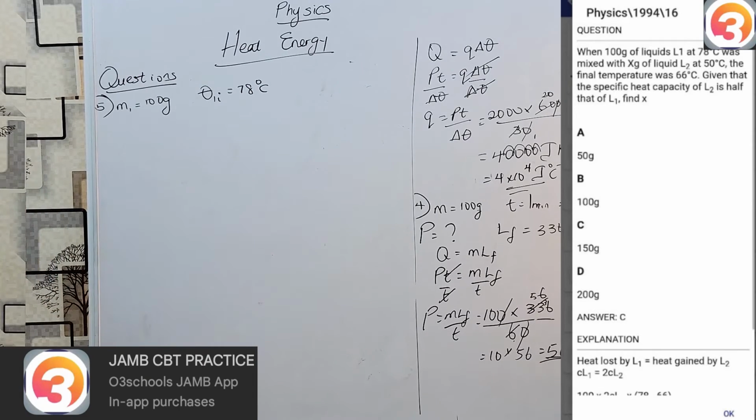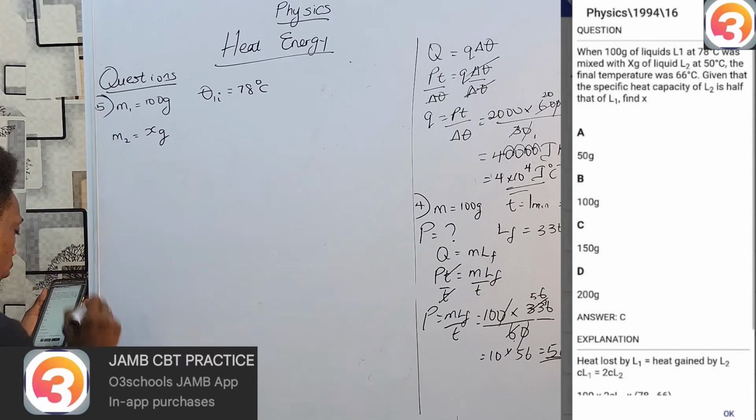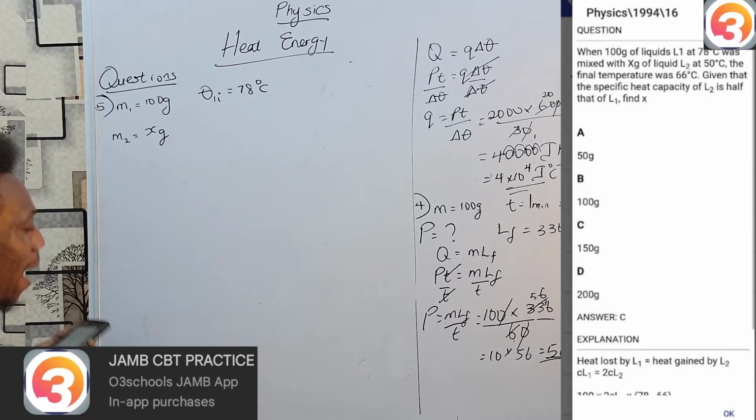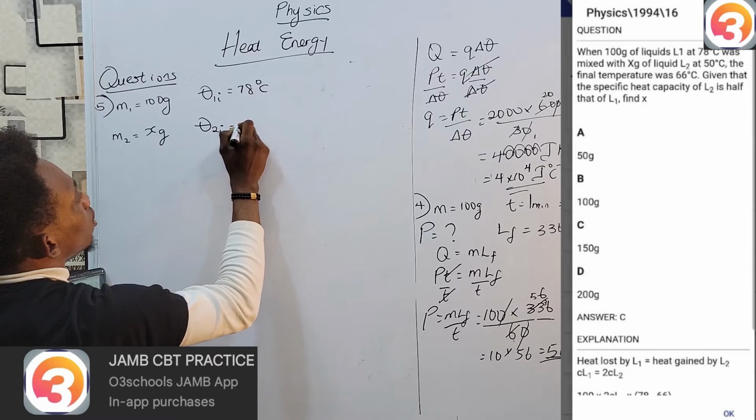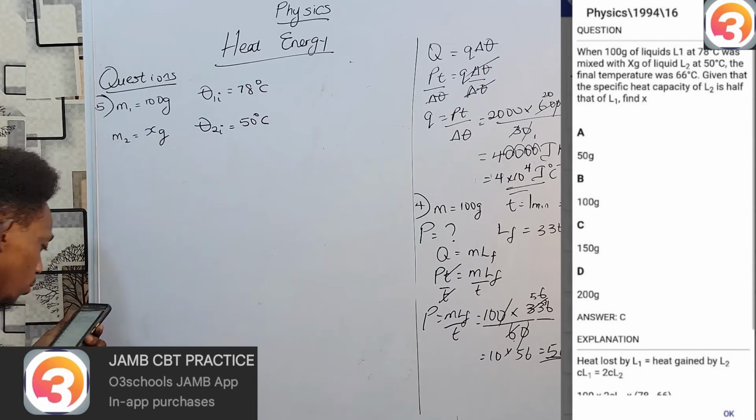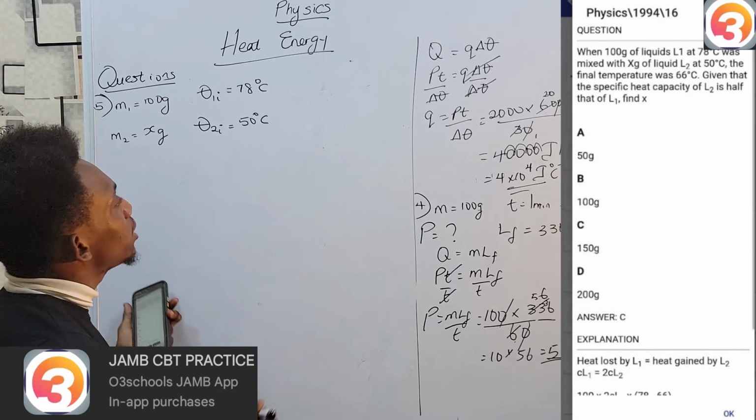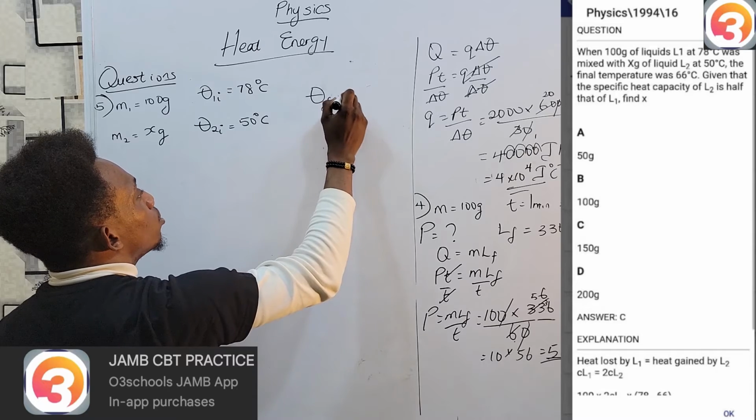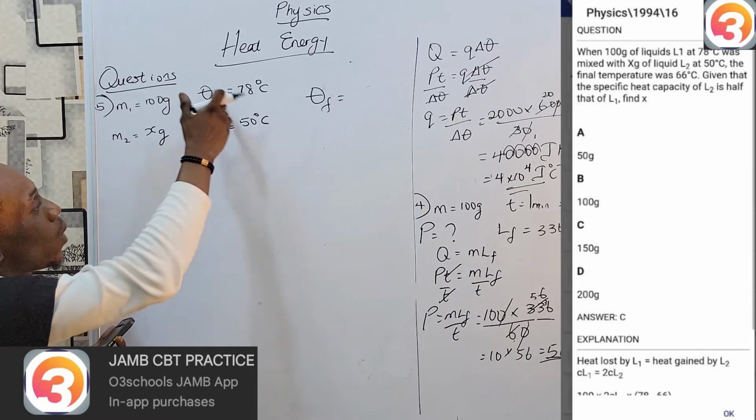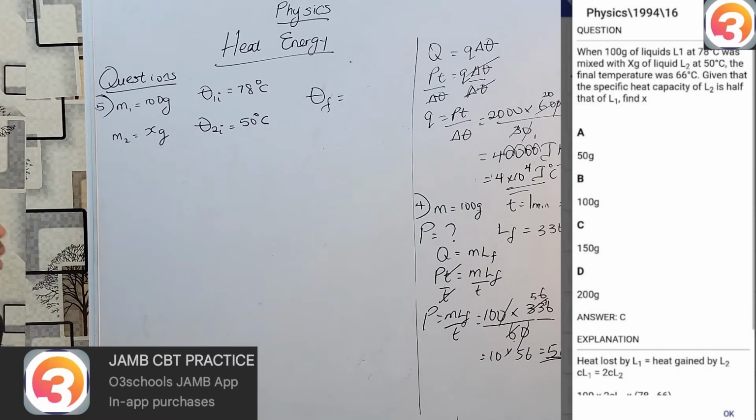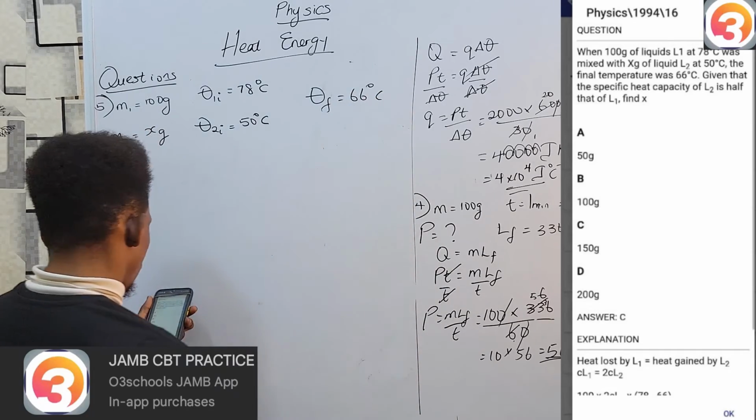And then we are told that it mixed with X gram, so M2 will be X gram of liquid L2 at 50 degrees Celsius. So theta 2I is 50 degrees Celsius. The final temperature was 66 degrees Celsius. Now, like I said before, for thermal equilibrium, if two things mix, the final temperature is always in common. That means both 1 and 2 end up at the same final temperature. And that temperature was 66 degrees Celsius.